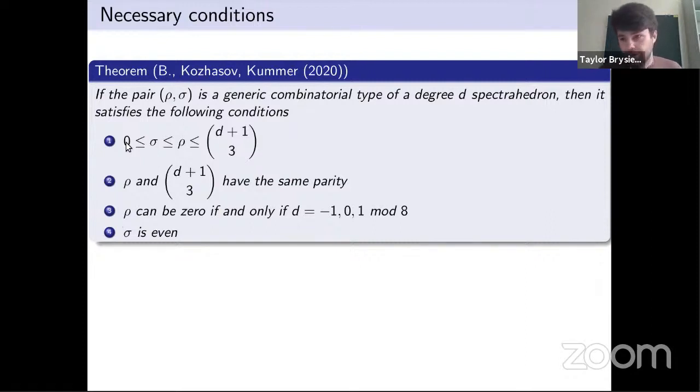You can't have more real nodes than you have complex nodes, and rho has to be greater than or equal to sigma. The second one, again, comes from just the fact that non-real solutions come in complex conjugate pairs. It says that rho and the number of complex solutions have to have the same parity, meaning they're either both even or they're both odd. The third one says rho can be 0 only if this funny number theoretic condition holds. D has to be -1, 0, or 1 mod 8. Okay. And then the fourth one is that sigma is even as well.